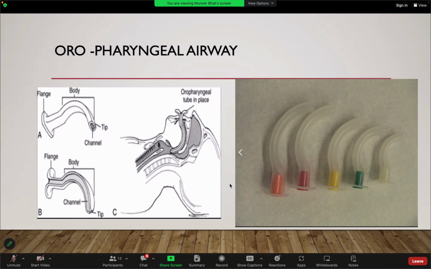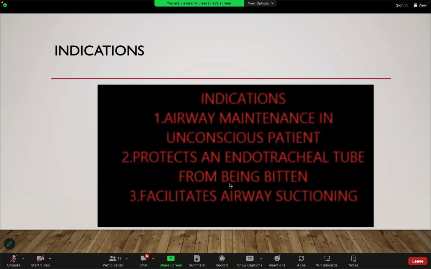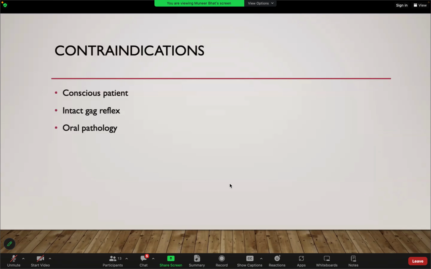Because it can lead to gag reflex, and the patient can have problems like aspiration, bronchospasm, and laryngospasm. So you have to avoid putting this oropharyngeal airway in a patient who is in a semi-conscious or conscious state. Okay. Now, the other question that can be asked is, what are the contraindications? In a conscious patient, with an intact gag reflex or oral pathology, you should not put it.